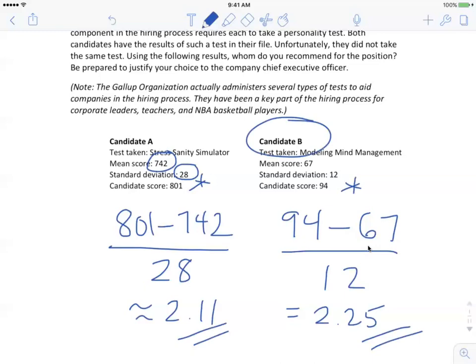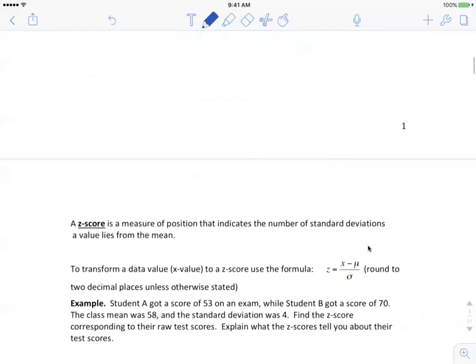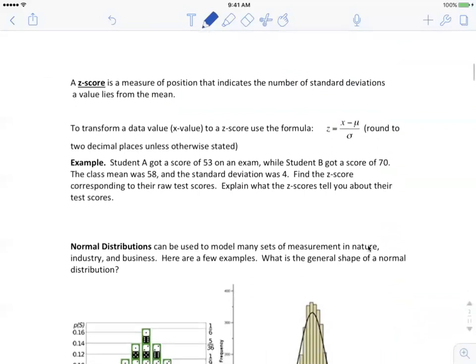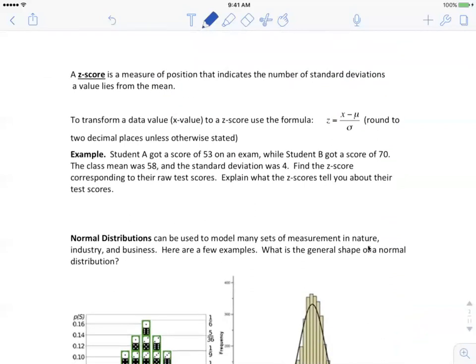This idea has a name. It's called a z-score. So these are what we're going to call z-scores. A z-score is a position relative to other data values in a distribution based off of the standard deviation and the mean. Okay, so here's a more formal definition. A z-score measures position, and it indicates the number of standard deviations from the mean.